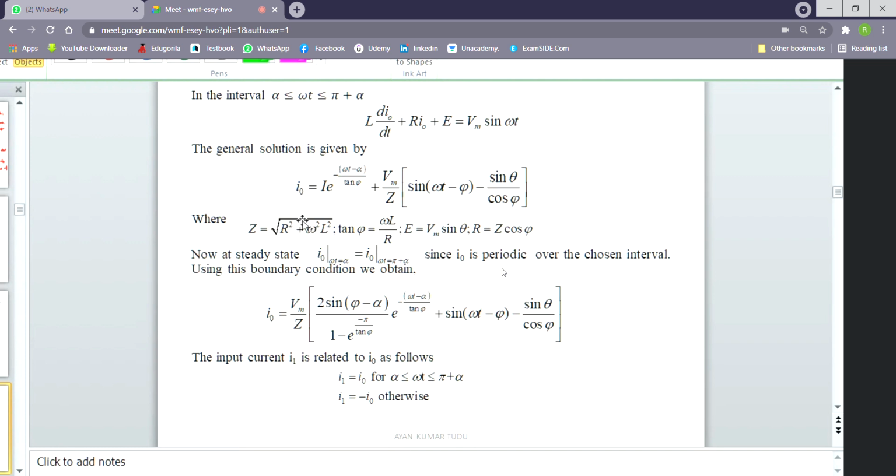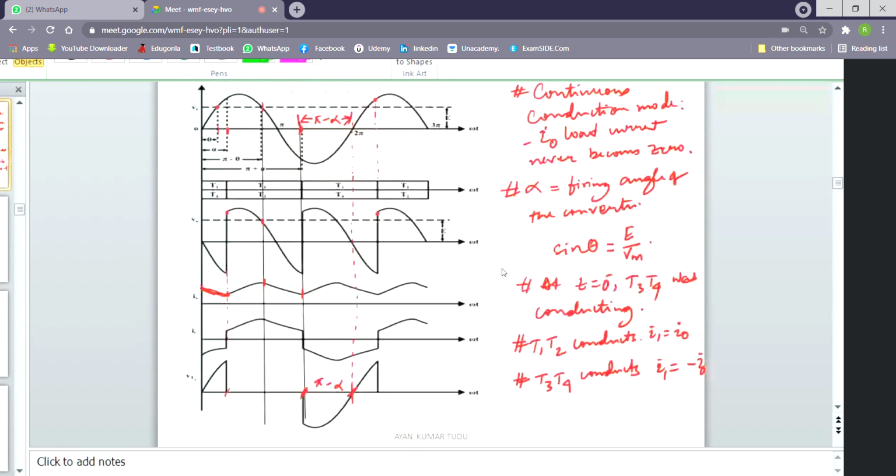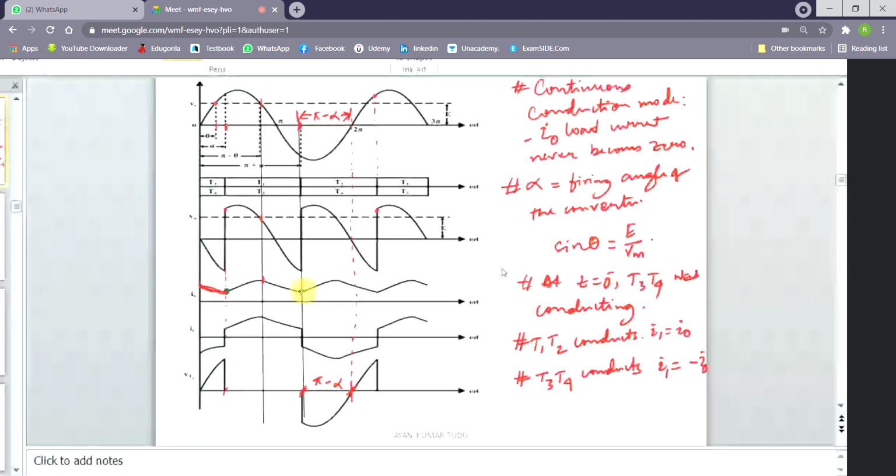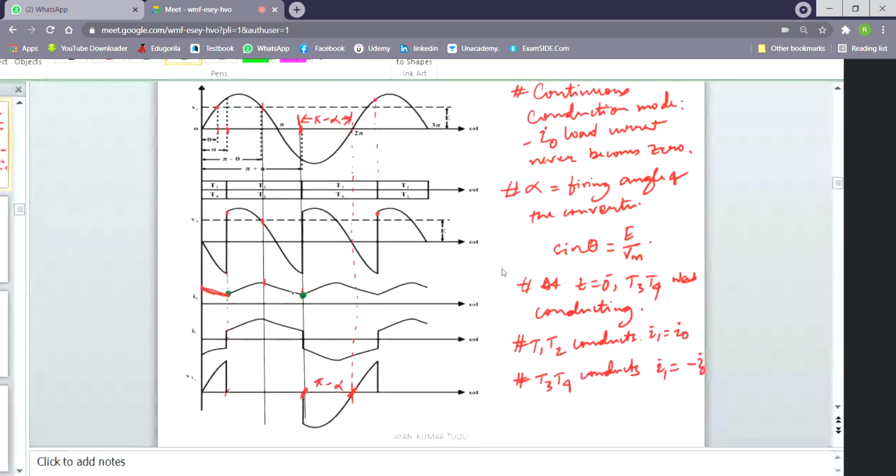Now obviously we can see from this waveform that at omega t equal to alpha and at omega t equal to pi plus alpha, the value of I0 will be the same. So at steady state, I0 at omega t equal to alpha would be equal to I0 at omega t equal to pi plus alpha. Why is it so? Because I0 is periodic over the chosen interval.